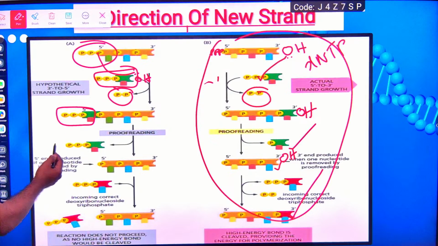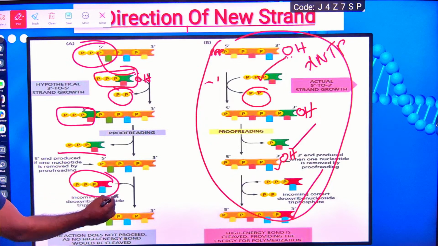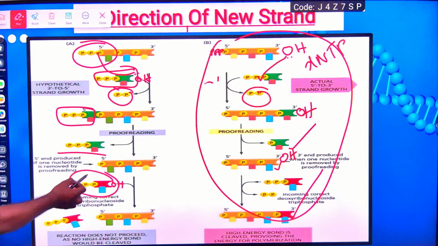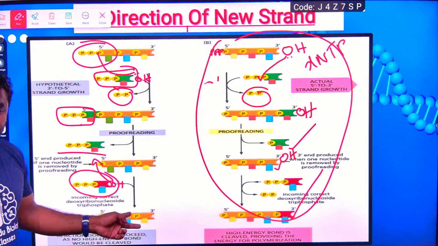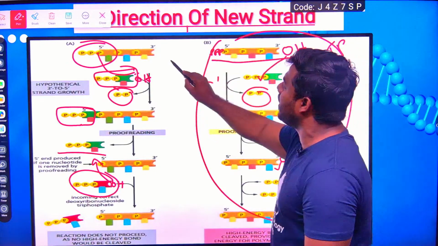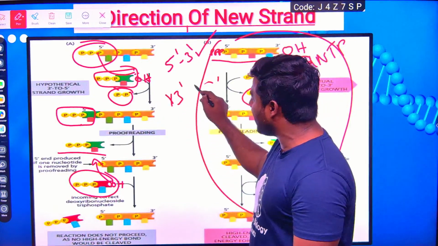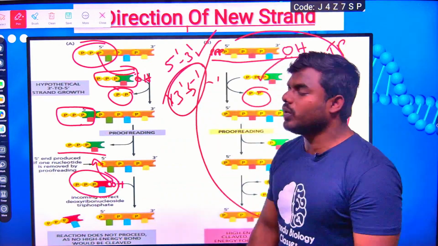Crystal clear. During the time of proofreading, what have I done? I have removed it. Now I am going to add this. This is having what group? OH group. If this oxygen wants to show nucleophilic activity on the 5 prime carbon, how many phosphates should be there? 3. Are there 3 phosphates now? No, because we removed them. Hence, this reaction cannot proceed. Hence, it was proved that new strand synthesis always happens in the 5 prime to 3 prime direction only. It never ever happens, even hypothetically, in the 3 prime to 5 prime direction.